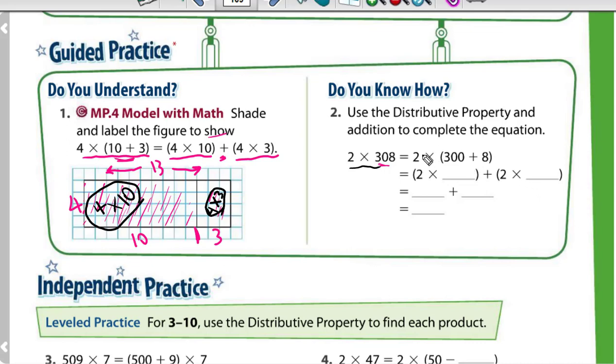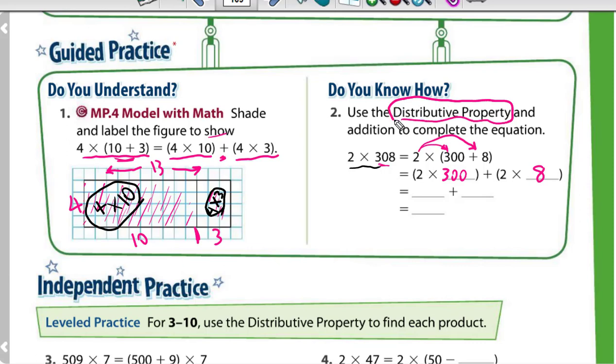You can divide it. Do you see these arrows? Yes, this is 2 times the first and 2 times the second. So, 2 times what in the first one? 300. Yes. And in the second one, 2 times 8. So, this is the distributive property.